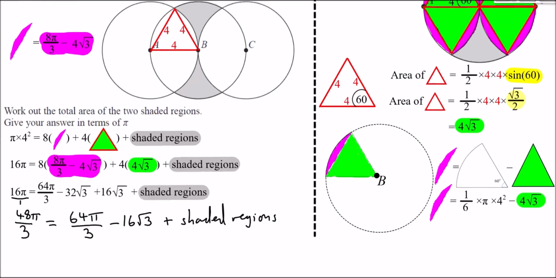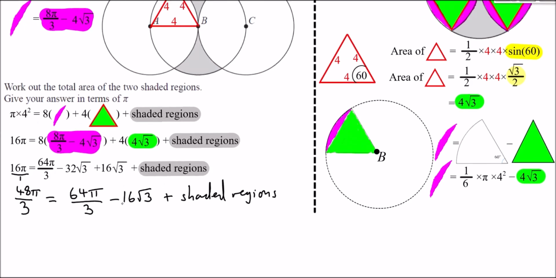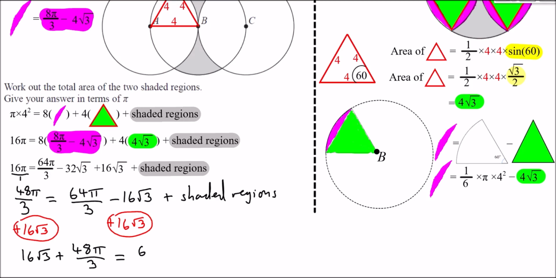So we can now begin to rearrange this. So if I add on 16 root 3 to both sides, over here and the same here, plus 16 root 3, what we have as our next step is 16 root 3 plus 48 pi over 3 equals 64 pi over 3 plus those shaded regions. Then one final step, and we're home and dry finally.